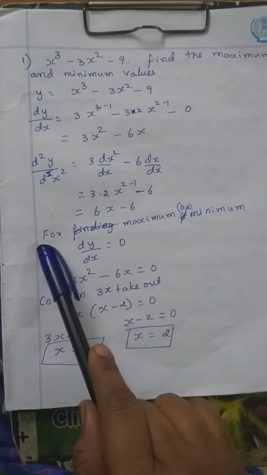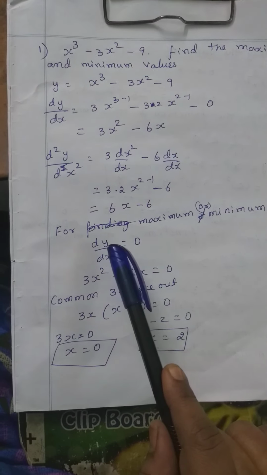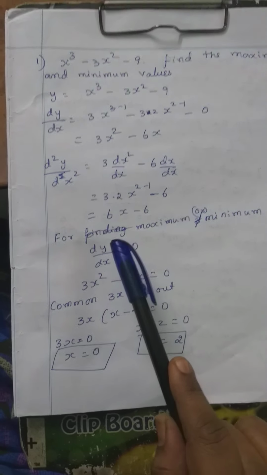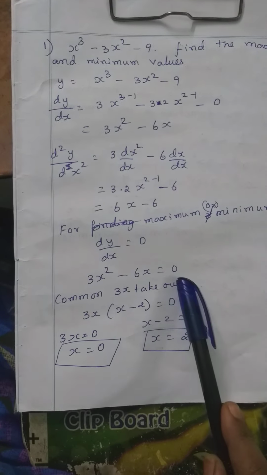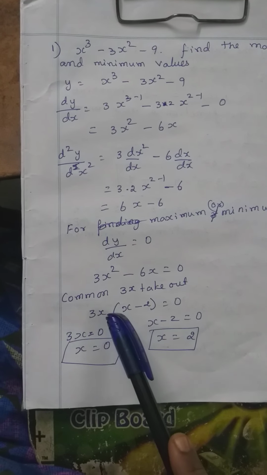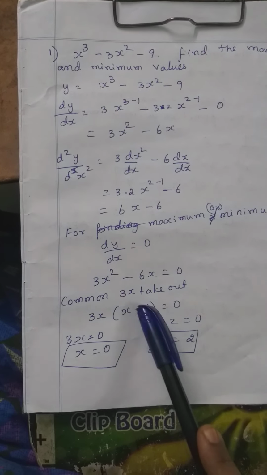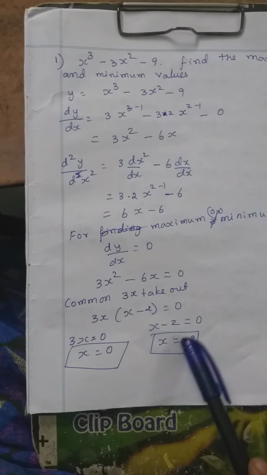Then next step, you have to find which is the maximum and minimum value. For this we set dy/dx equal to 0. So 3x squared minus 6x is equal to 0. From this 3x is common, so we take out 3x. Within the bracket you get x minus 2 is equal to 0. So x is equal to 0, x is equal to 2.